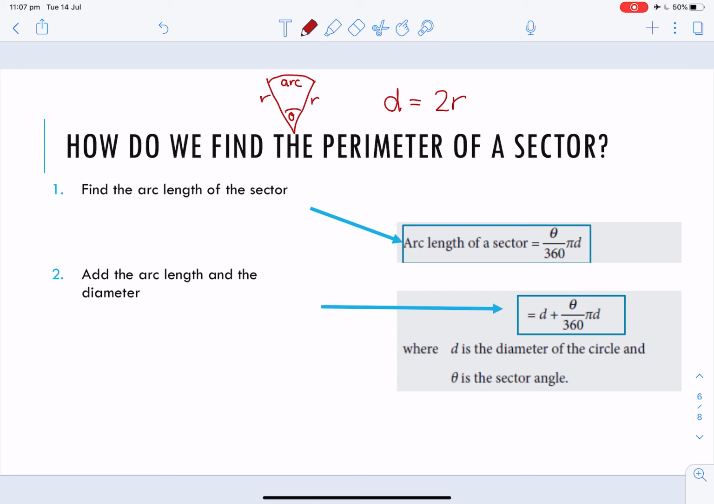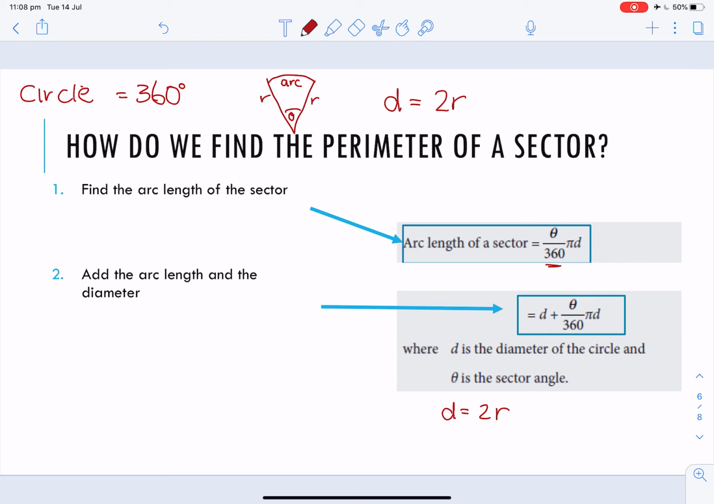With the arc length, why do we use 360? Now remember that in a circle, there are 360 degrees. The whole way around the circle is 360 degrees. But we only need a snippet or a small portion of that, which is why we are dividing it up over here. And then add the arc length and the diameter. So D, remember D is 2 times your radius, plus your arc length. Once we figure out the arc length, the rest is pretty easy.